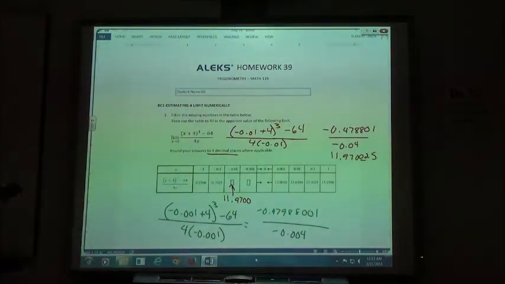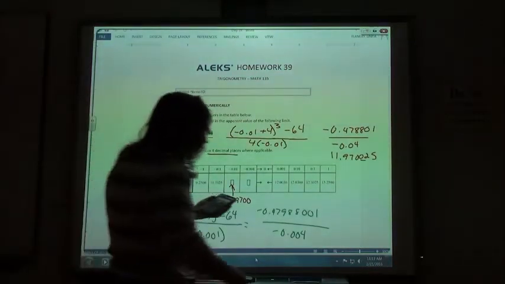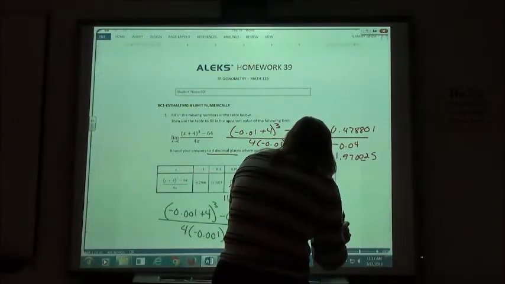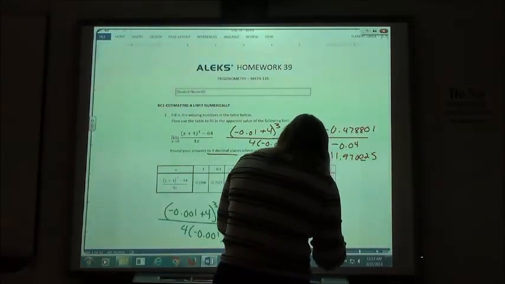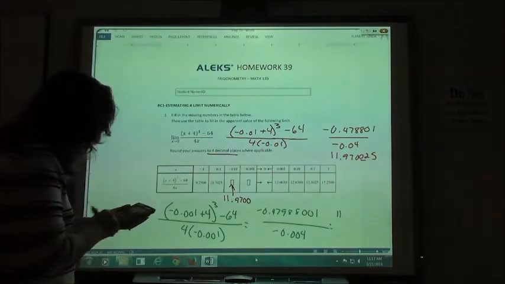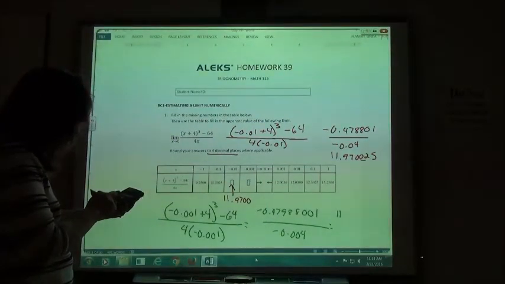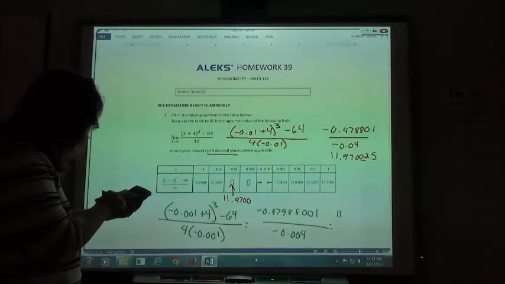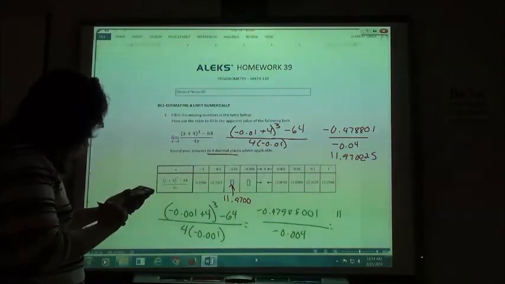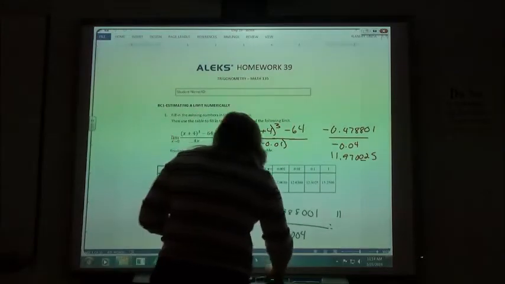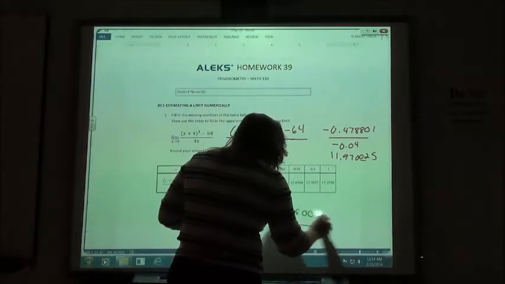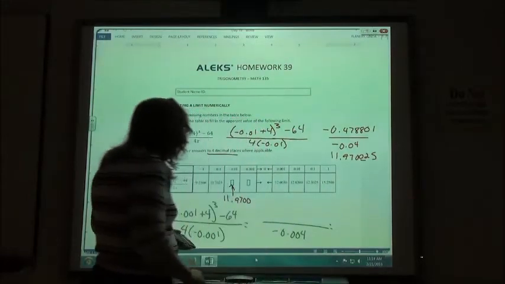So dividing that out, -0.4798801 divided by -0.004 gives me 11, whoops, let me punch that in again. Negative 0.47988001 divided by negative 0.004. Something is not correct there. Let me check my top number again. I know my bottom number is right.